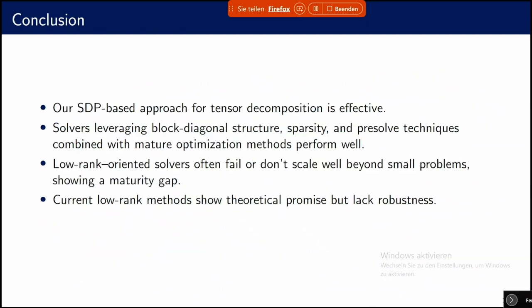To conclude, we can say that our SDP approach for tensor decomposition is effective. Solvers that have block diagonal structure exploitation, sparsity, and presolve techniques manage to perform well on these kinds of problems. However, the low rank oriented solvers often fail when we increase the size of the problem. So the current low rank solvers are promising in theory, but they lack robustness.